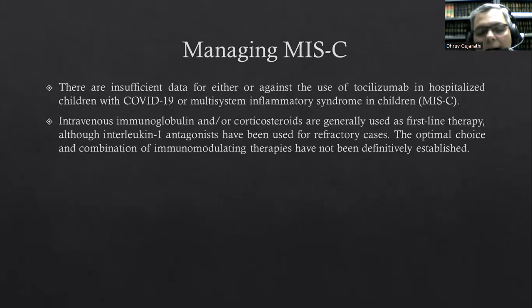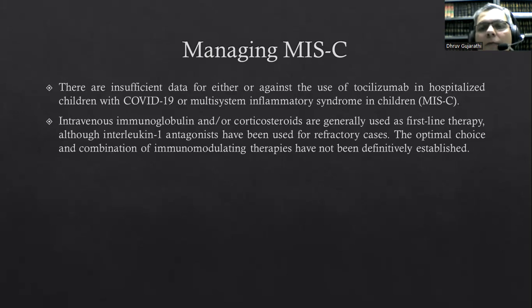So these were the guidelines about managing COVID in children. Apart from this, we need to use chest physiotherapy as one part of treatment. Now, the child has been treated for COVID-19. He has grown up, he has recovered from that, and then he has landed up later on with the complication of MISC.